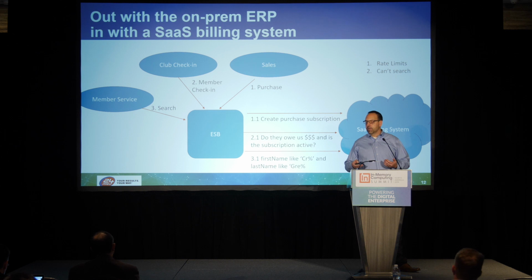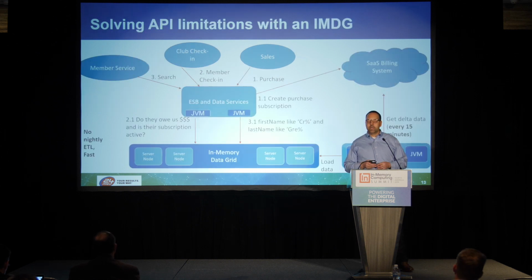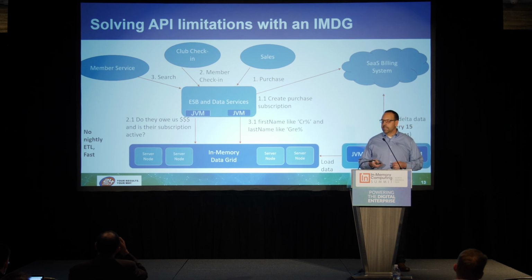So, enter the grid. We decided that, on the bottom right, every 15 minutes we call the SaaS vendors' APIs. We get all of their billing data: member account subscriptions, their charges, their invoices, their payments, the exact object model from our billing system. We store it as caches in the grid, and every 15 minutes it's delta data. Then you can see we query the grid now, and that helps us get around API rate limits.